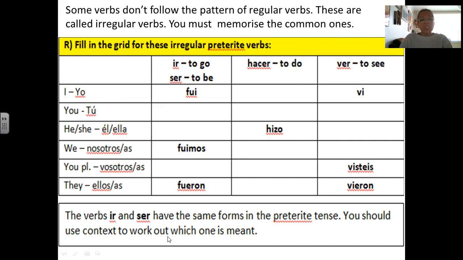Okay, now important to say is that the verbs ir and ser have the same forms in the preterite tense, and you should use context to work out which one is meant. So, for example, I can say, mi padre fue médico. So my dad was a doctor. But I can also say, mi padre fue a Madrid de vacaciones. My dad went to Madrid on holidays. So I'm using fue, but one is to go and the other fue is to be. So you need to have the verb in context to know if it means ir or ser. Okay, that's all. Give yourself about 6 minutes to complete this activity.